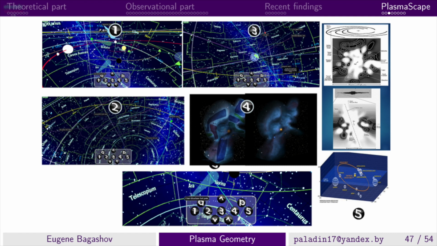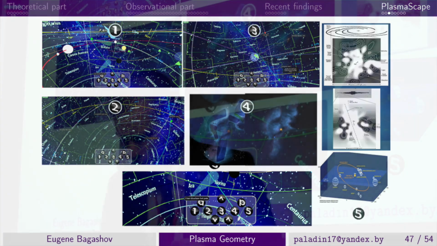3 is the scale of the heliosphere, so maybe we'll implement something like the IBEX ribbon there, things like that. 4 is the scale of the local interstellar cloud, again, that I've shown you. And 5 is the scale of the local interstellar chimney and this Gould belt around it, all right?